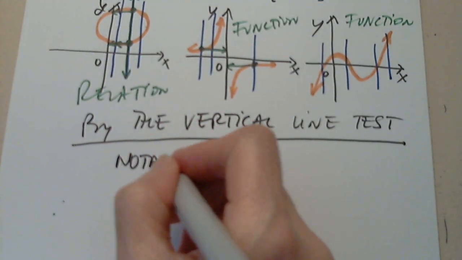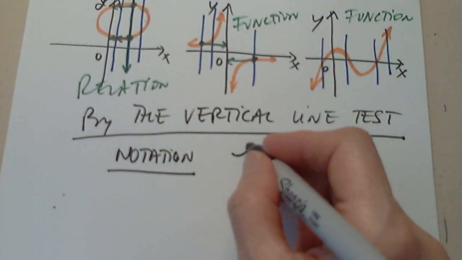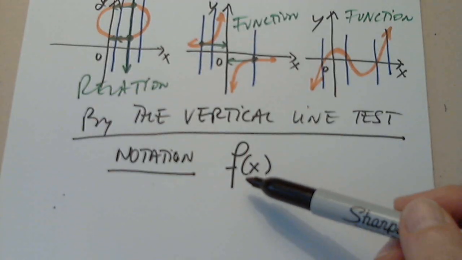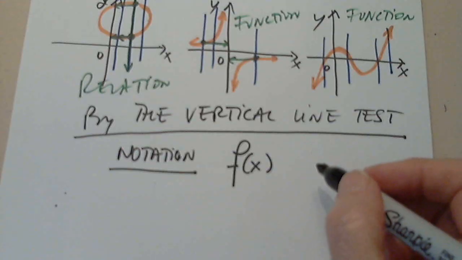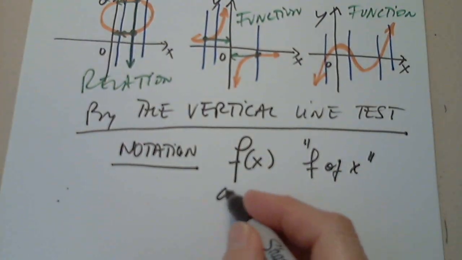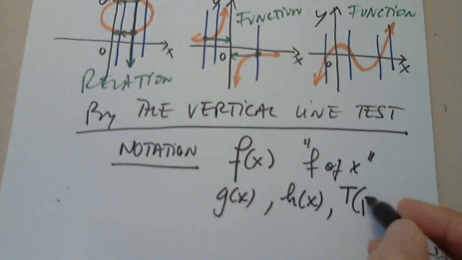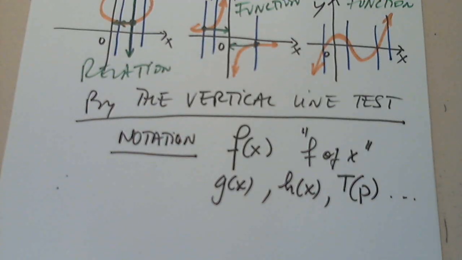Now, notation. We already use this notation for polynomials. But we normally denote functions by f of x. Please do not read this as f parentheses x or f multiplied by x. This is f of x. But it could be g of x, it could be h of x, it could be t of p, and so on and so forth. Anything you can think of.